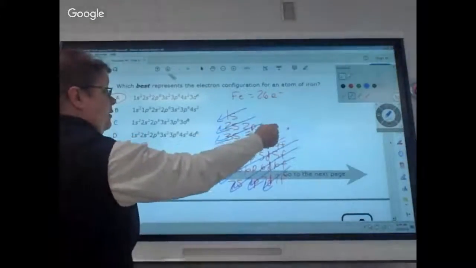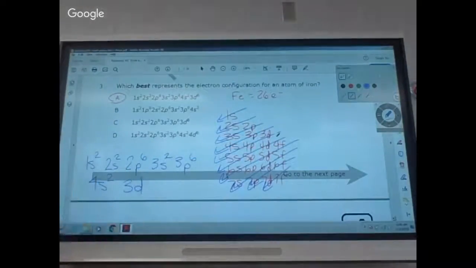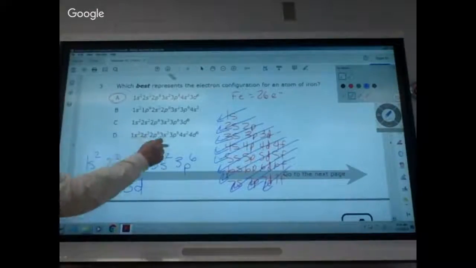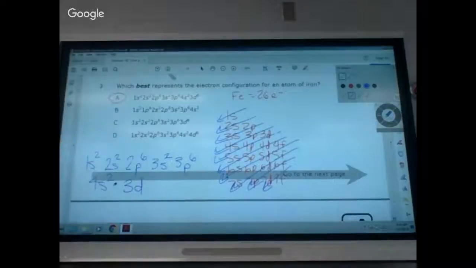What comes after 4s? Up here is 3d. Now, D can hold how many electrons? D can hold 10. We're at 2, 4, 10, 12, 18, 20. I only want to go to 26. I can put 10, but I only want to go to 26. This is number 20, so how many am I going to put there? 6. I'm going to put 6 there. That's why A is correct.